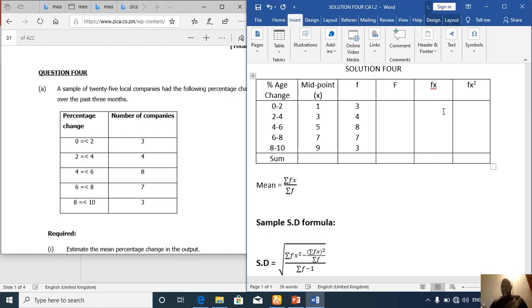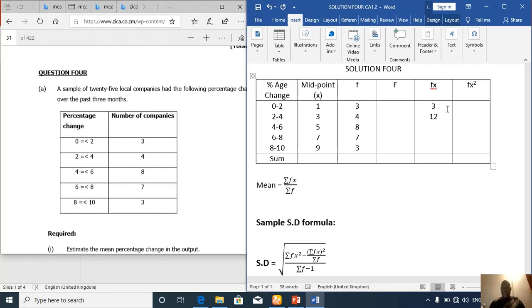So let's get the fx. fx is simply the f value multiplied by the x value. So the first one is 3 multiplied by 1, you get 3. The second one is actually 3 by 4. So 3 multiplied by 4, you should get 12. That's going to be 12.